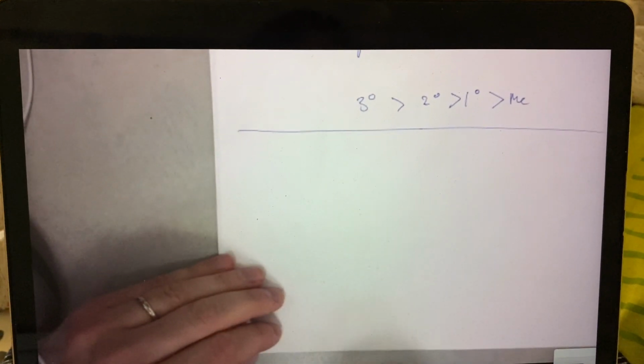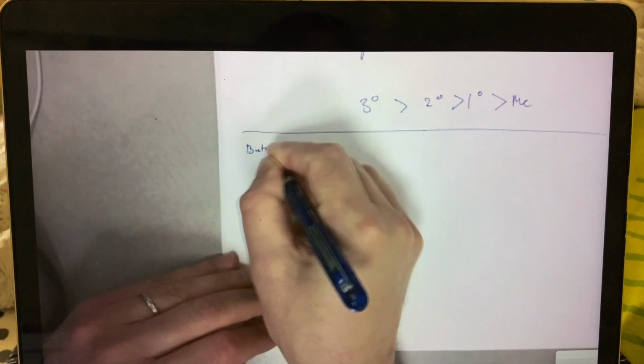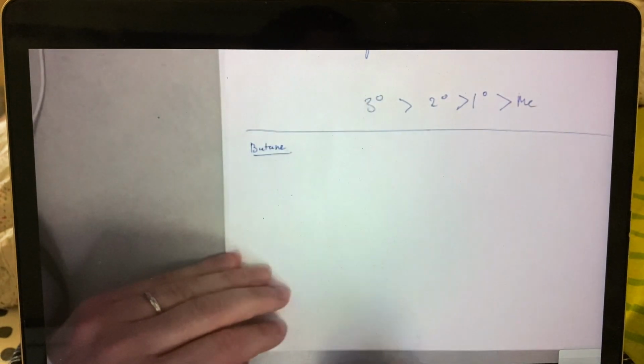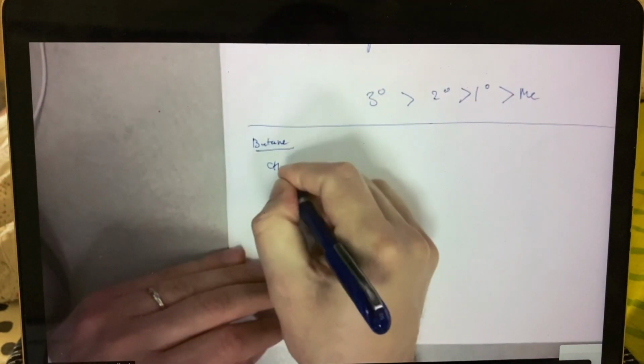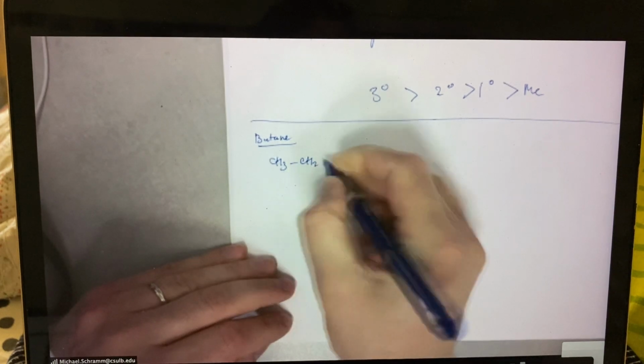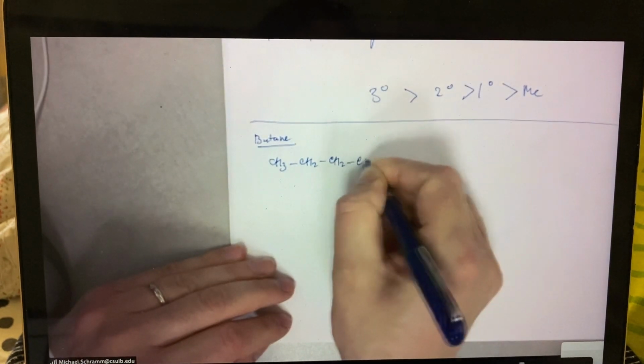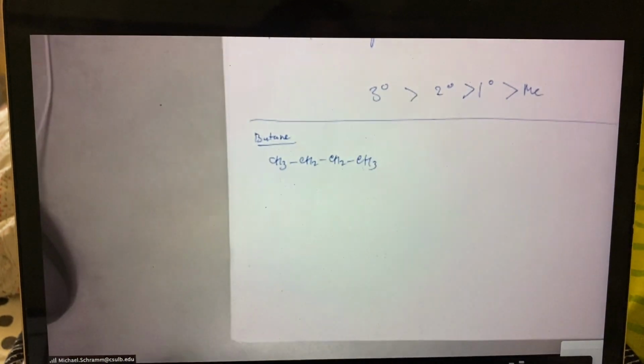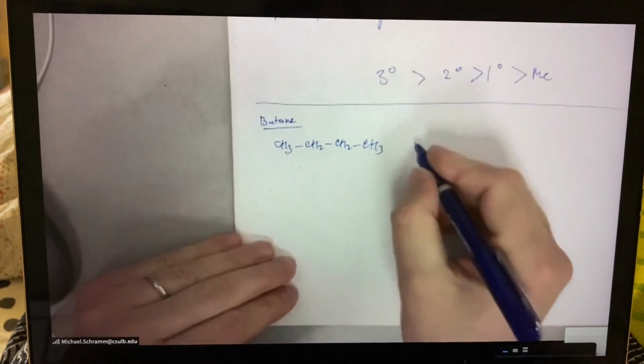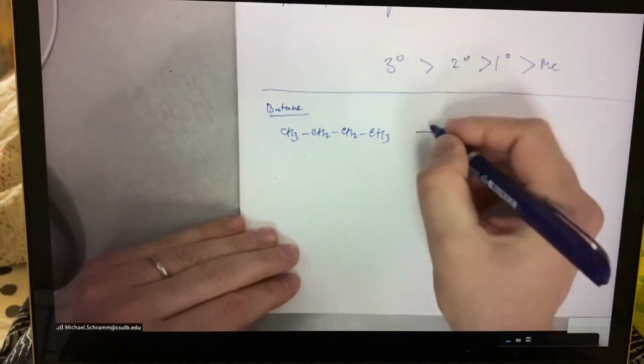The other thing we did in our quiz today was look at more complex molecules, and I asked you to do propane. Oh, I asked you to do pentane, which is 5 carbons. So now we're going to look at butane. And if you had trouble with the pentane question today, this is a good chance for us to remedy that.